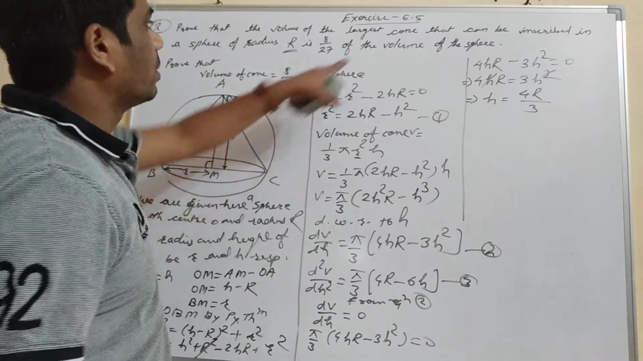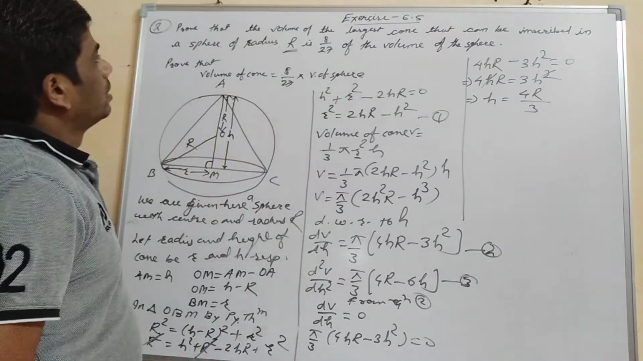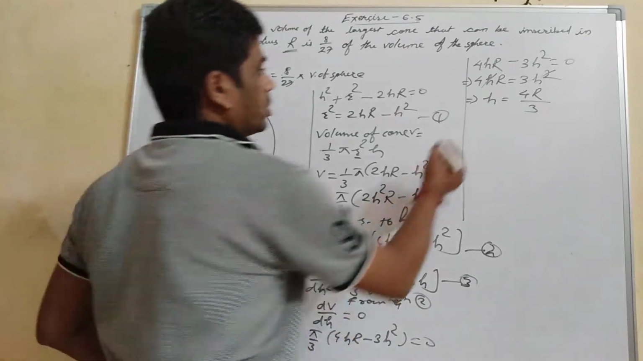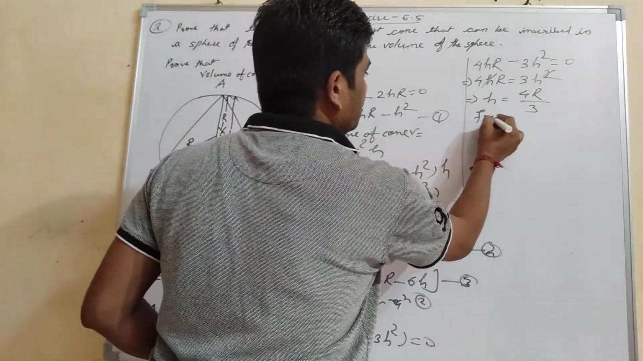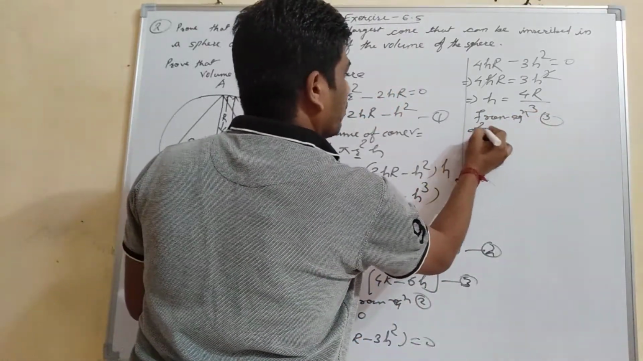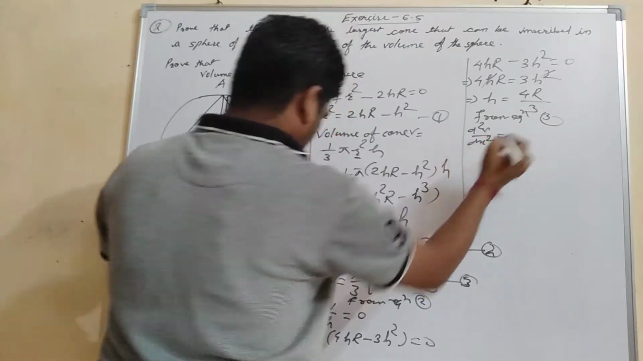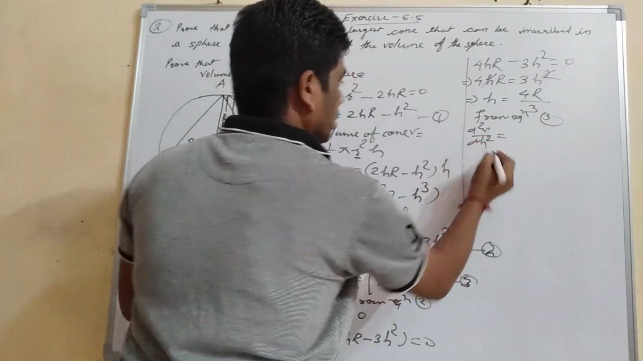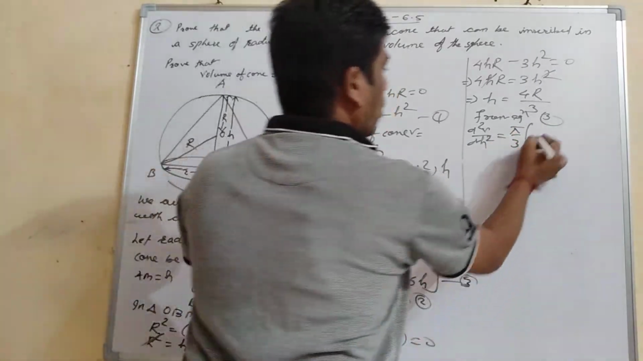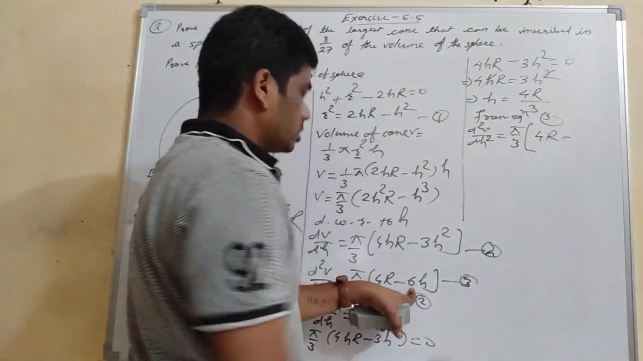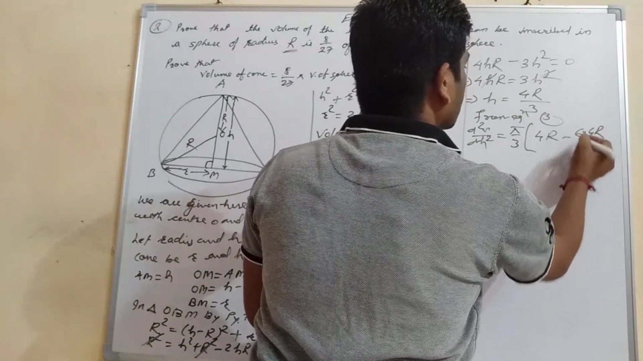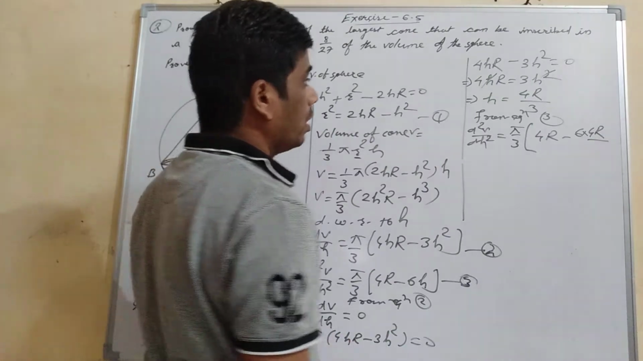Now you can substitute your value of h in the second order derivative. So you will get the volume. For it to be largest, meaning maximum, you should get a negative value after substituting. So from equation 3 we will get d square V upon dh square equal to pi by 3 into 4R as it is minus 6 into 4R upon 3.